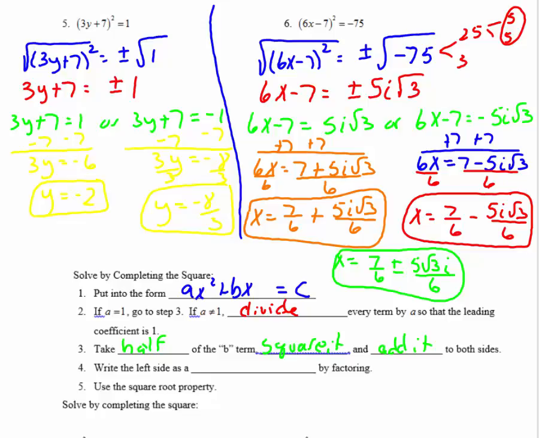So write the left side as a perfect square, and then factor. The completing the square actually changes your problem into the square root property. So at this point you can solve by using the square root property, and those would be your answers.